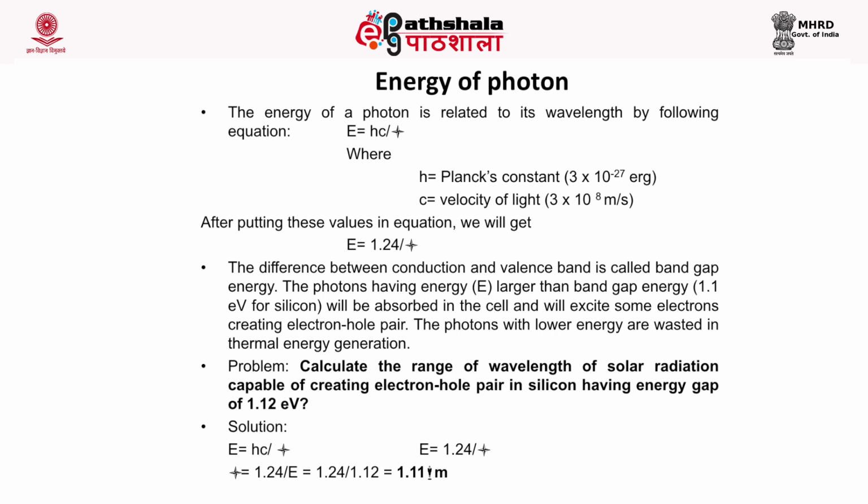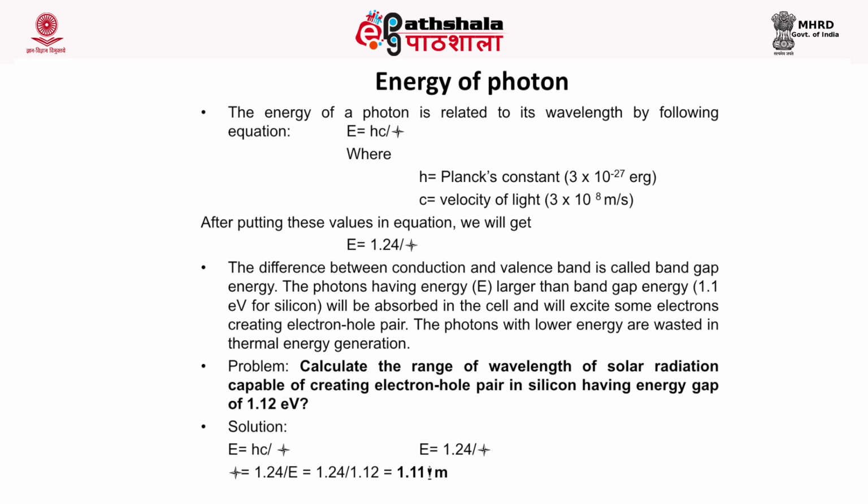The difference between the conduction and valence band is called band gap energy. The photons having energy larger than band gap energy will be absorbed in the cell and will excite some electrons, creating electron hole pairs. The photons with lower energy are wasted in thermal energy generation.